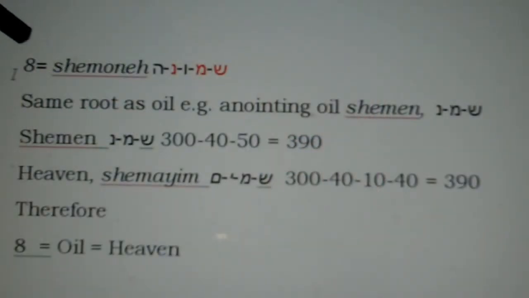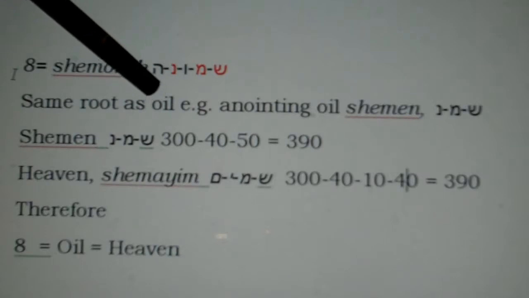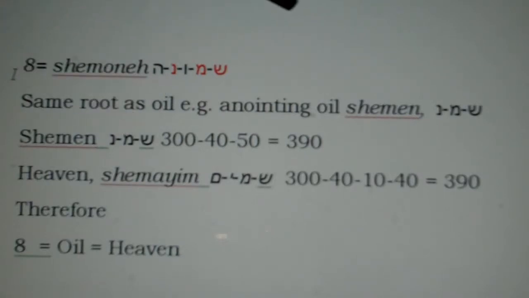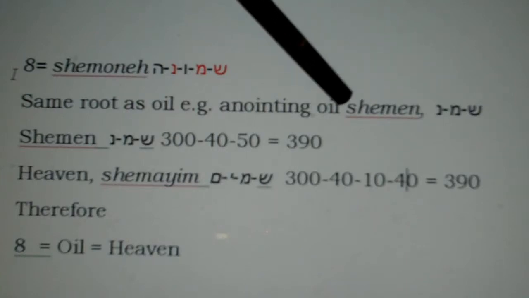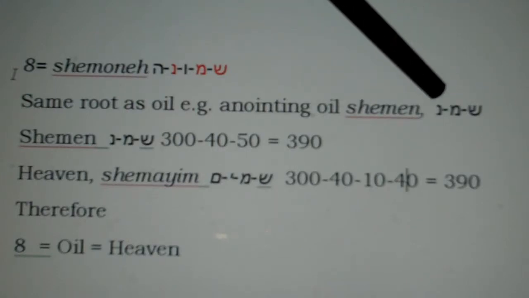So here we can see the shmone, 8, written in Hebrew. This is the Hebrew writing: shin, mem, vav, which is the o sound, nun, and he, shmo-ne. The root is shin, mem, nun, which I've itemized in red. The interesting thing about shin, mem, nun is that it has the same root as oil. The word for oil in Hebrew is shemen, again, shin, mem, nun.